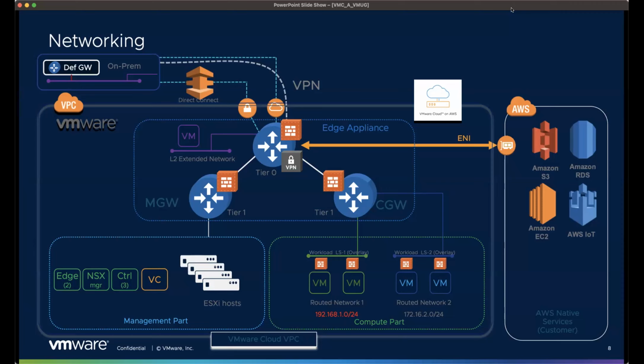In VMC on AWS, it's no different. We have a tier 1 router for the management part that we call the MGW or management gateway. And we have a tier 1 router for the compute part that we call CGW or compute gateway. Now the MGW is somewhat restricted, right? Because remember, we provide a managed service on all of these management components.